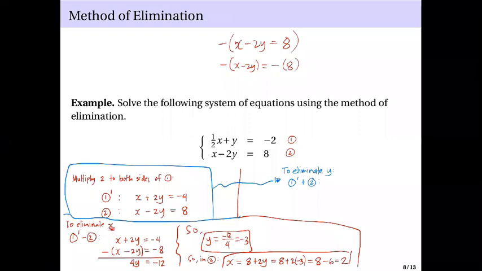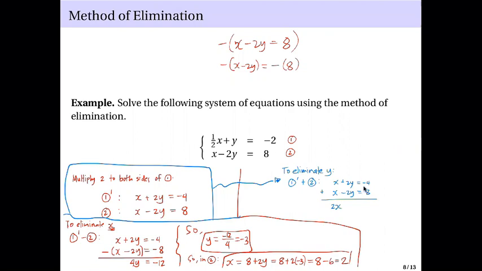Let us write them again. So x plus 2y equals minus 4. And then here we just put plus because we are adding. You have x minus 2y equals 8. And when we do this, what will we get? We have x plus x, that's 2x. In here you see 2y plus negative 2y, that becomes 0. Correct?